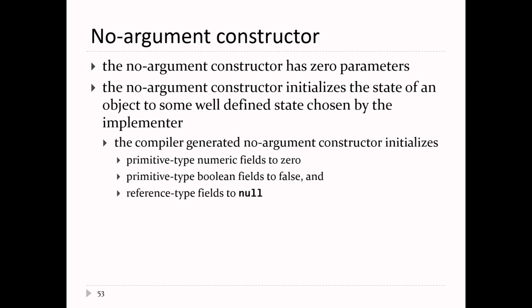If you have no constructors in your class, you get one for free. The compiler makes one, and what it does is it takes all of your numeric fields and sets them to 0. So if the field is of type int or double, that field gets set to 0. If you have a Boolean field, it gets set to false. If you have any reference type fields, they all get set to null. So they get set to no object.